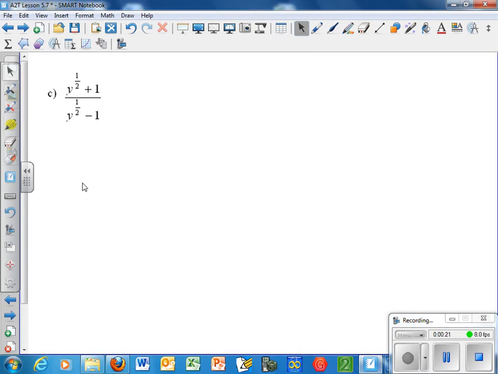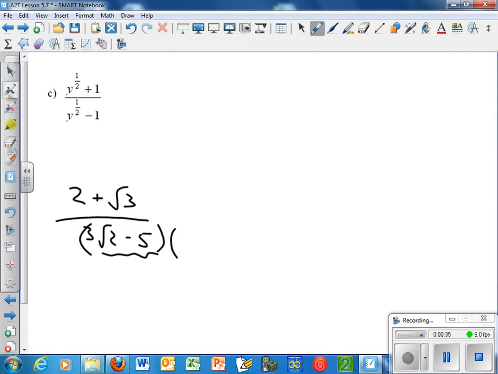2 plus square root 3 over 3 square root 2 minus 5. Remember what we did in the last lesson. To get rid of the root on the bottom, when you have more than one term, we had to multiply by the conjugate, which would be 3 square root 2 plus 5, top and bottom. Okay? And then we had to go through and FOIL.